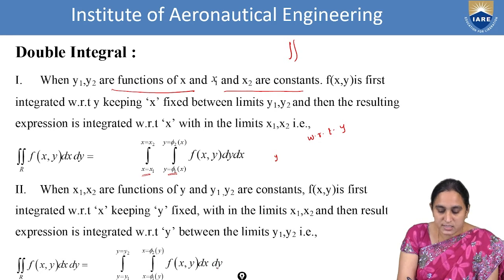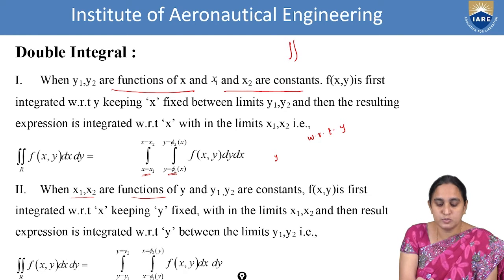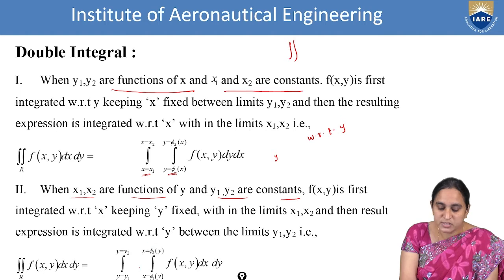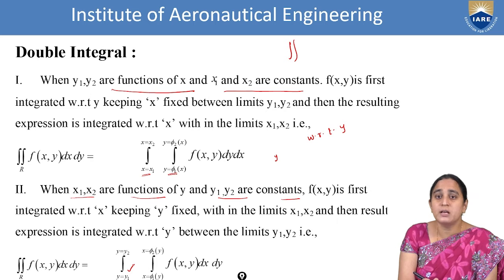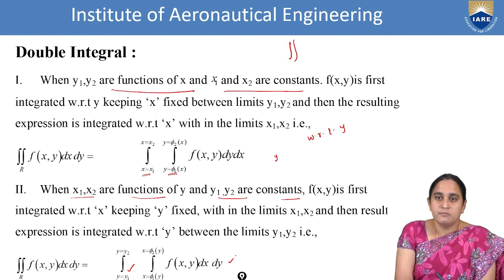And in the second case, when x1 and x2 are functions of y and y1 and y2 are constants, first integrate with respect to x and substitute the limit points, then the result will be converted in terms of y. After that, integrate with respect to y and substitute the y limit points, which are constants. Then we get the final answer for the second formula.